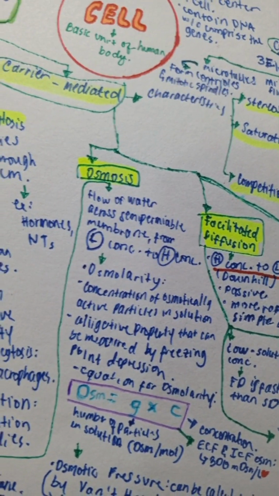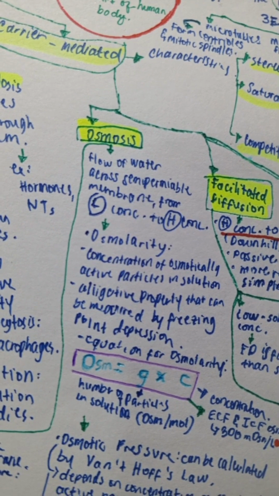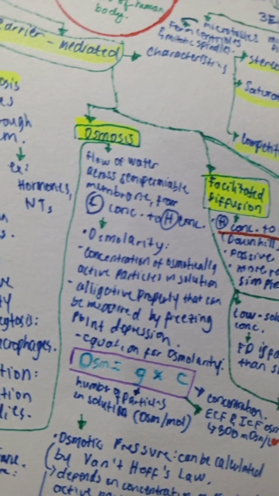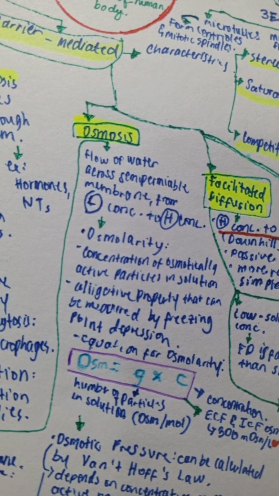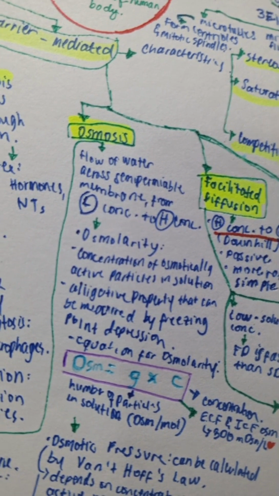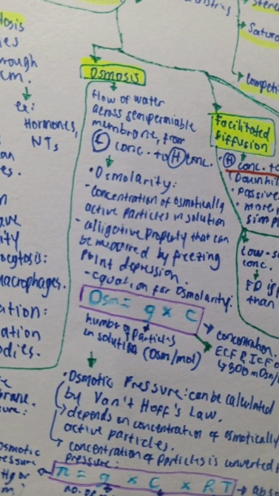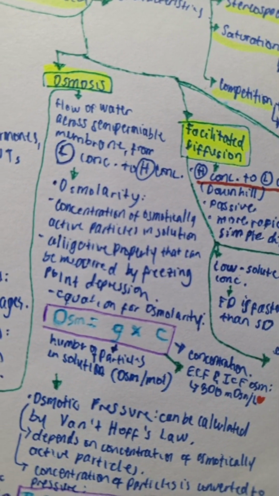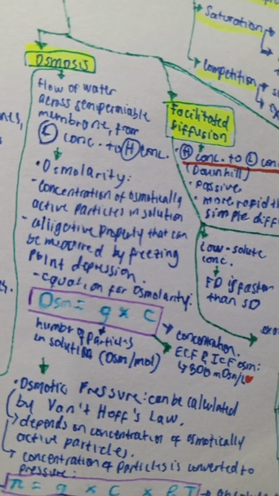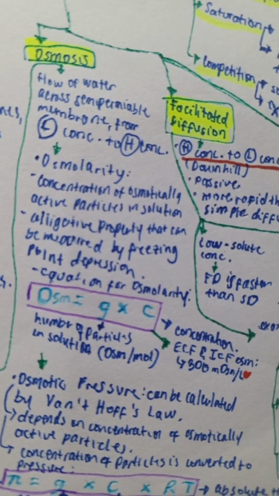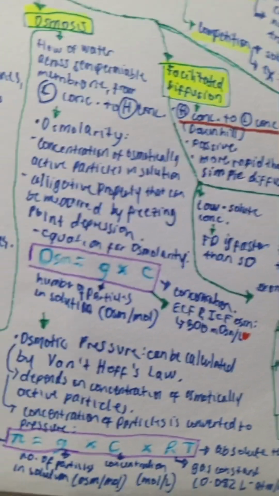And here we have what we call osmolarity. It is the concentration of osmotically active particles in solution, and it is a property that can be measured by freezing point depression. The equation for osmolarity is the number of particles in solution times the concentration. In the ECF and ICF, osmolarity is 300 milliosmoles per liter.